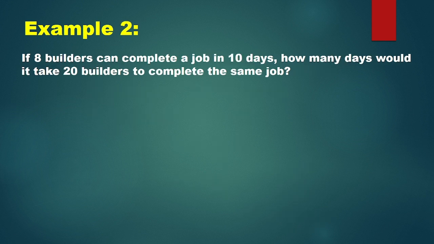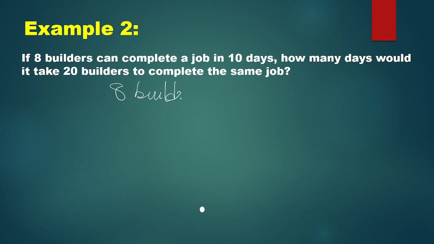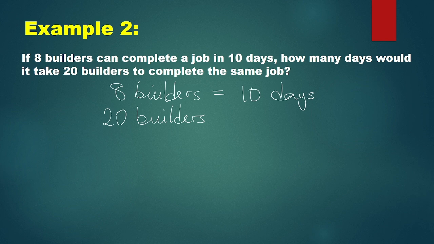Let's take another example. If 8 builders can complete a job in 10 days, how many days will it take 20 builders to complete the same job? Now, 8 builders will complete a job in 10 days. Because the number of builders has increased from 8 to 20 builders, of course they are going to spend fewer days. I'll replace that with an unknown.